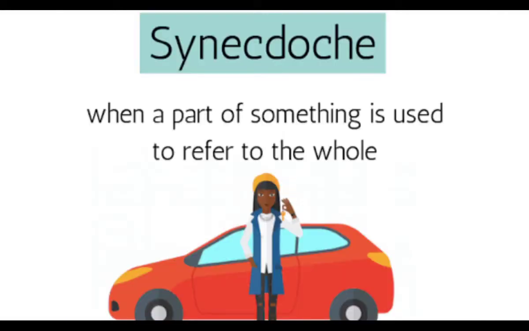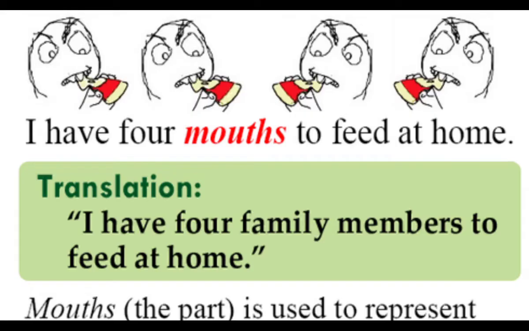Synecdoche is a figure of speech in which a part of something is used to represent the whole thing. Example: I have four mouths to feed at home. The four mouths represent four people, which is saying I have four people to feed at home.